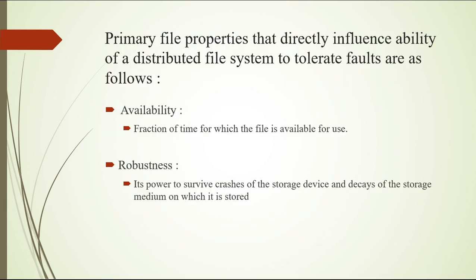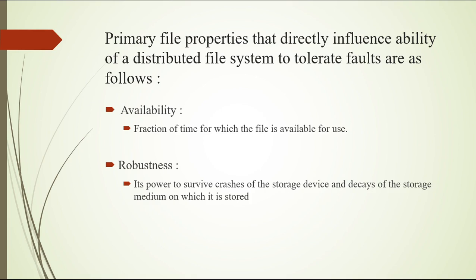Next, the primary file properties that directly influence the ability of distributed file systems to tolerate faults are as follows. The first one is availability. Availability of a file reference is the fraction of time for which the file is available for use. Note that the availability property depends on the location of the file and the location of its clients or its users.